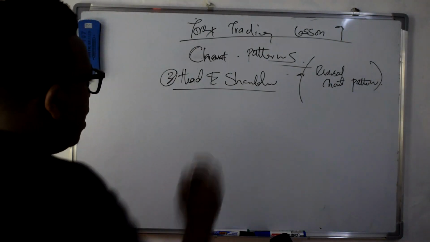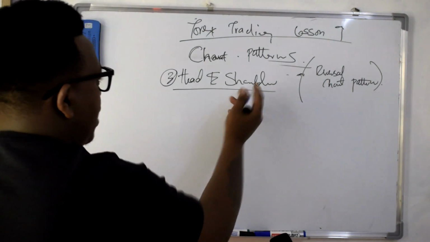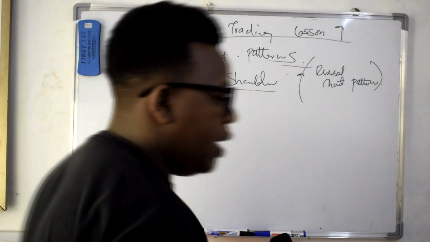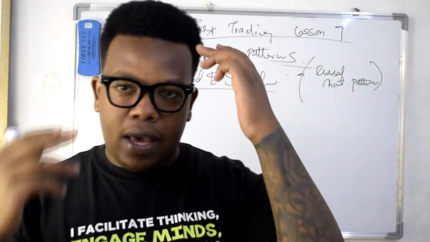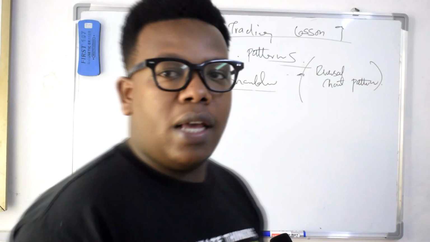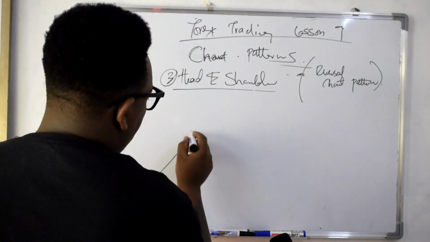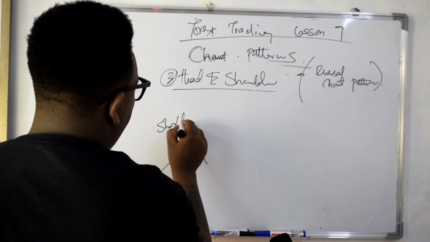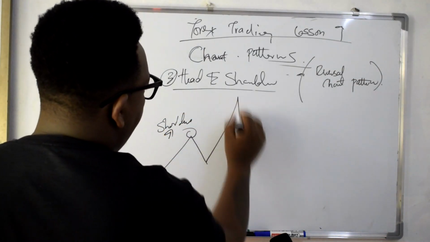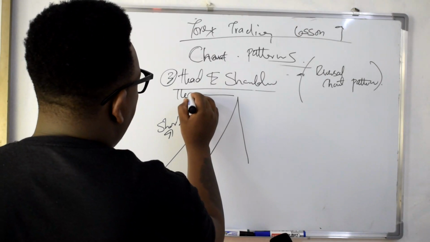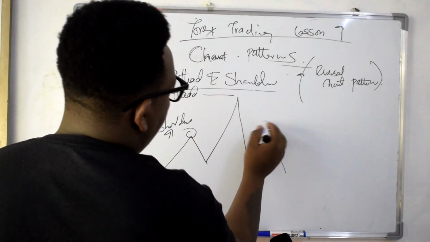So for this case, the head and shoulder, as the word suggests, it has shoulders, and of course it has the head. As naturally we have the head, we also have two shoulders. So that's the same case with this market. So it has a head, shoulder one. So here we have shoulder one, and then we have the head. Here we have the head, and of course we have shoulder two.